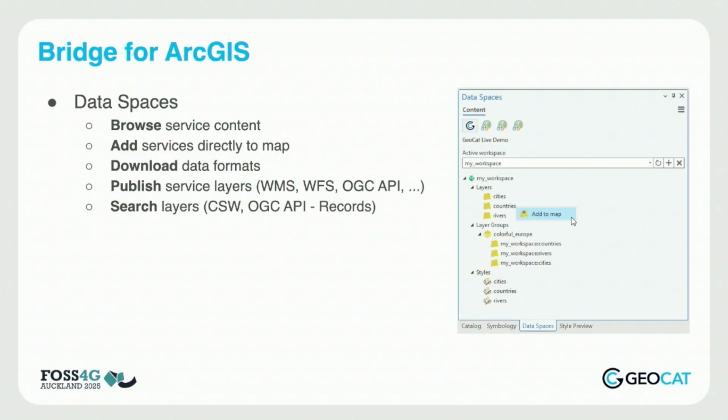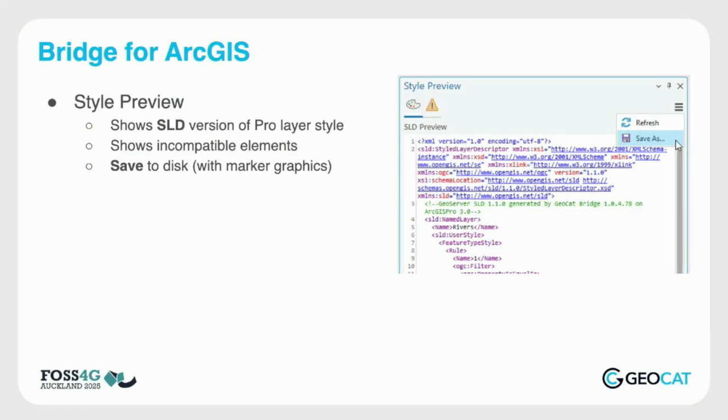So it makes it very interoperable data. There's also a style preview in the tool where you can preview the SLD that is created. It will show you what is incompatible. So it will give you warnings if you have trouble in your data layers or in your symbology. And you could actually save that SLD to disk. So if you wanted to use it in another map server, you could use the SLD file itself to create the symbology.